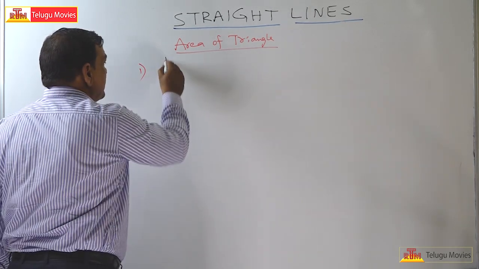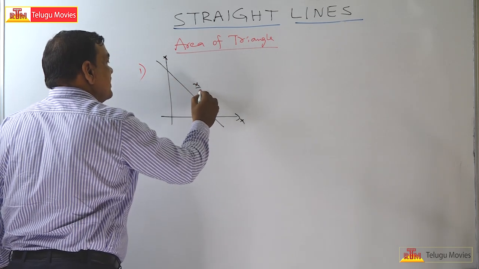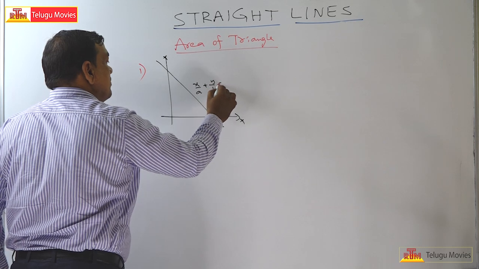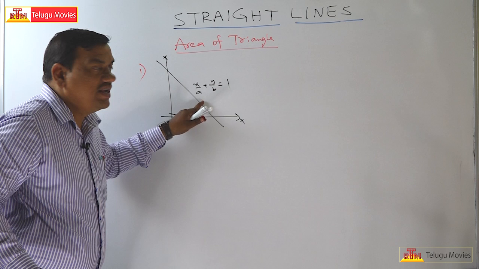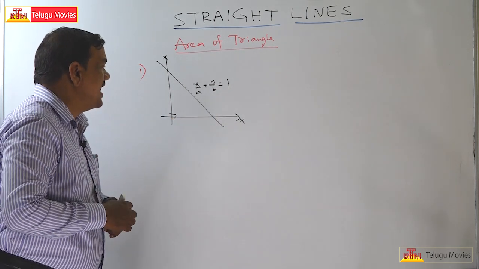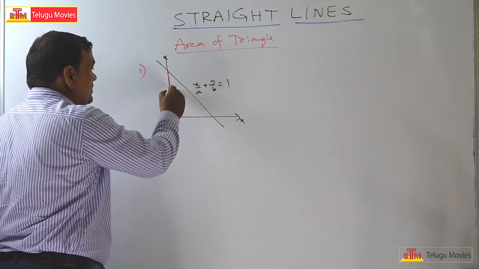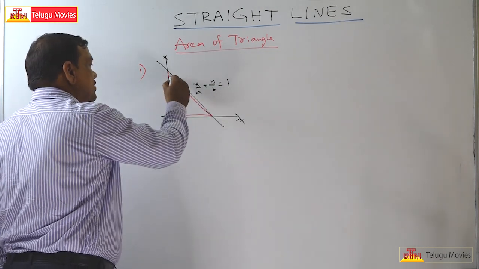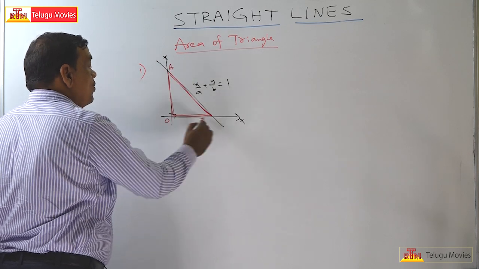There is an x axis and a y axis, and there is a line whose equation is x by a plus y by b is equal to 1. If the equation of the line is x by a plus y by b is equal to 1, there is a triangle formed by the line with the coordinate axes. So, this is the triangle AOB.